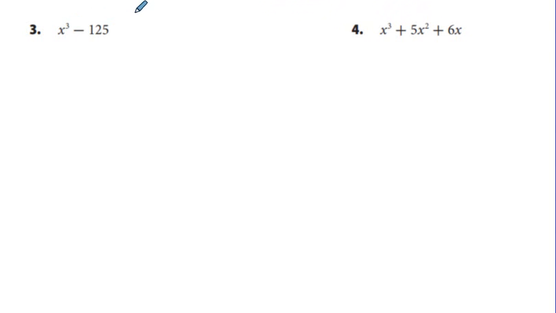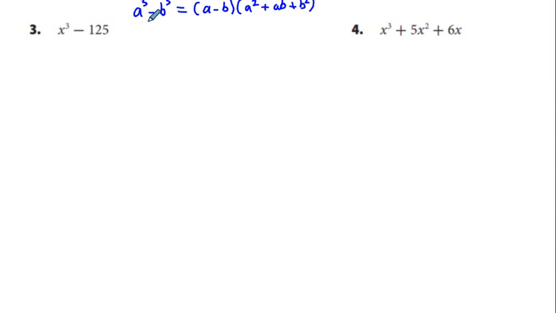If we have a cubed minus b cubed, that can be factored to be quantity a minus b times quantity a squared plus ab plus b squared. And this one on the right is going to be irreducible.